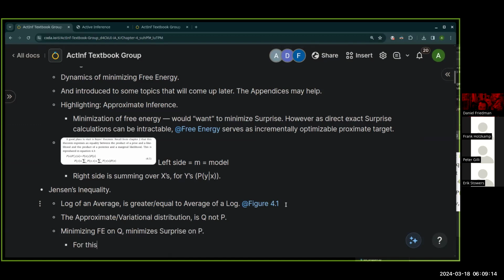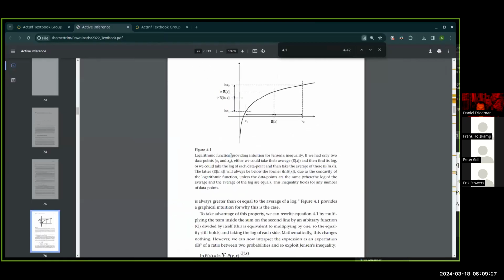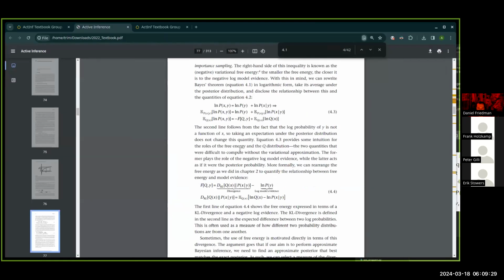To zoom through a bit more of the rest of what happens in this chapter, we get a further breakdown of what comprises free energy. It involves using the Kullback-Leibler divergence between that approximate distribution, the Q I mentioned earlier, and an exact inference P, and then subtracting log model evidence from that.